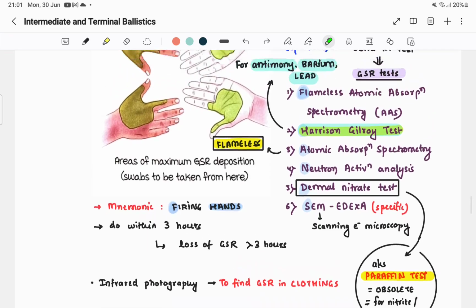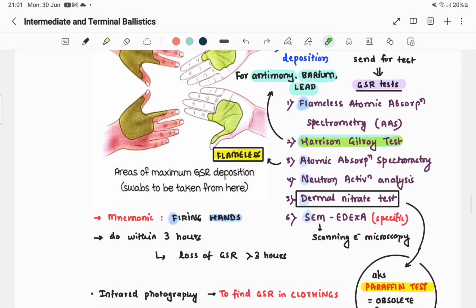Okay, so in competitive exams, previously it was asked what the tests are done for, but nowadays they don't ask you, because these tests are now kind of obsolete. Okay, so you must remember FAST. Then say Harrison-Gilroy. Harrison-Gilroy was for ABL, that is antimony barium lead, then atomic absorption spectrometry, then neutron activation analysis, then dermal nitrate, then SEM-EDX.